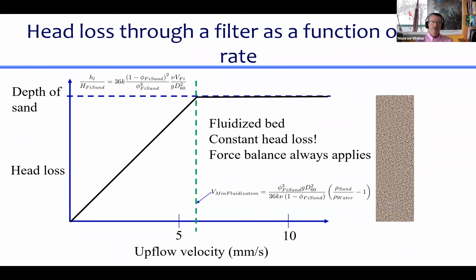Now, I just said something which seemed a little bit bold. I just said that it doesn't matter how much we increase the flow rate up through the sand, it'll always have that same head loss.